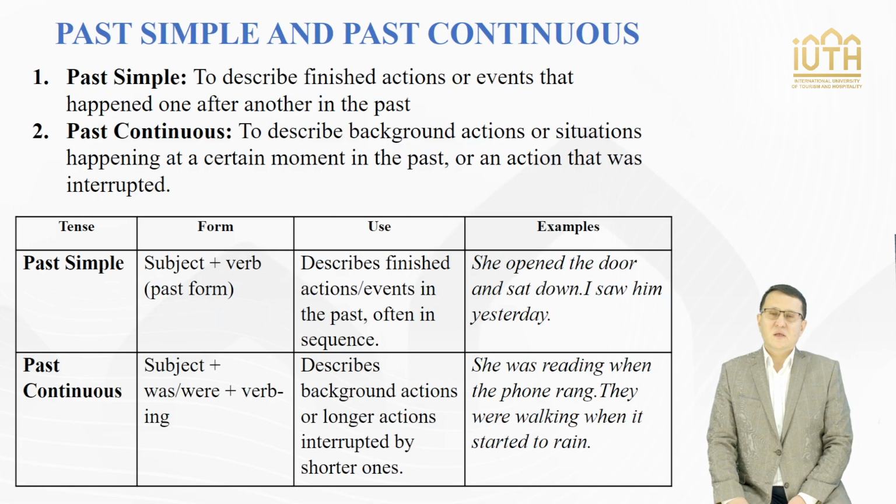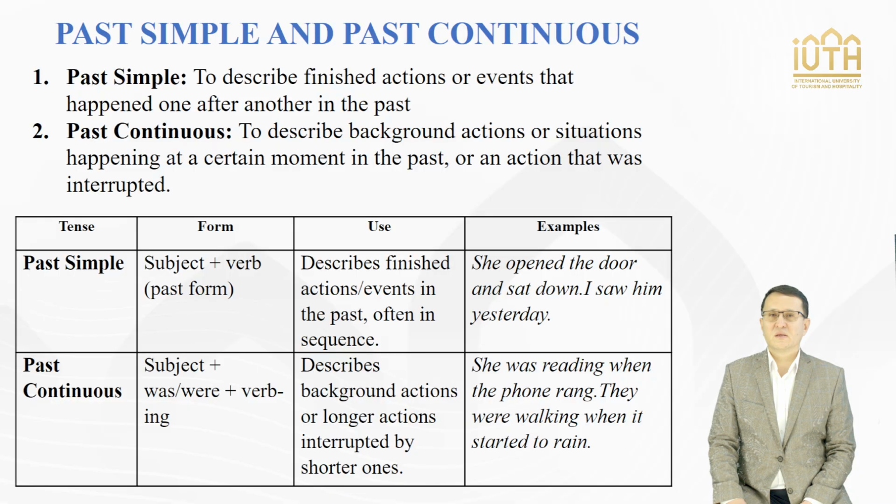Now let's turn to today's grammar topic. Past simple. Form: subject plus past verb, regular -ed, irregular second form. The usage: to describe finished actions or events that happened one after another in the past, the main storyline. Keywords: yesterday, last year, in 2010, two days ago, then, after that. Example: she opened the door, walked into the room, and sat down. These are completed actions happening in sequence.